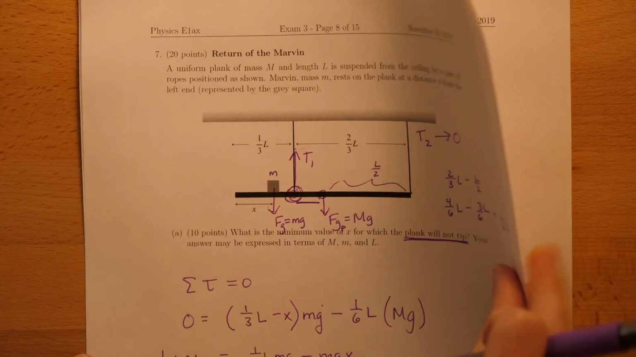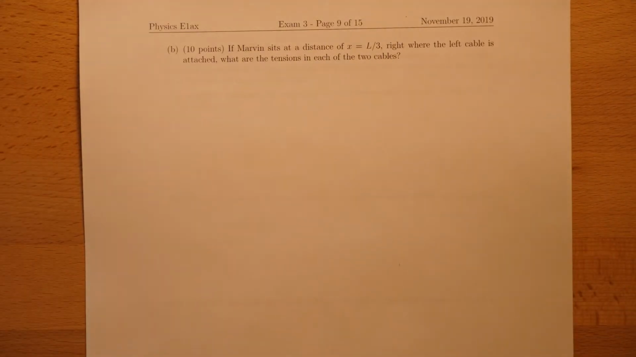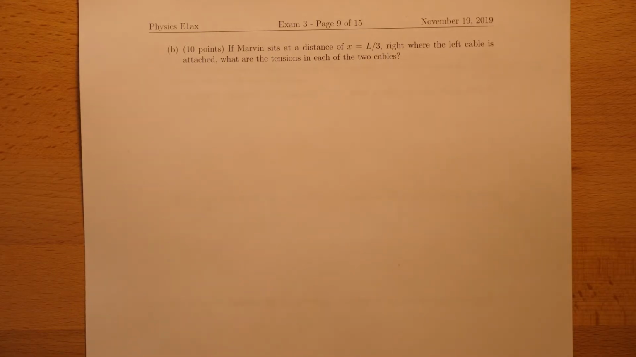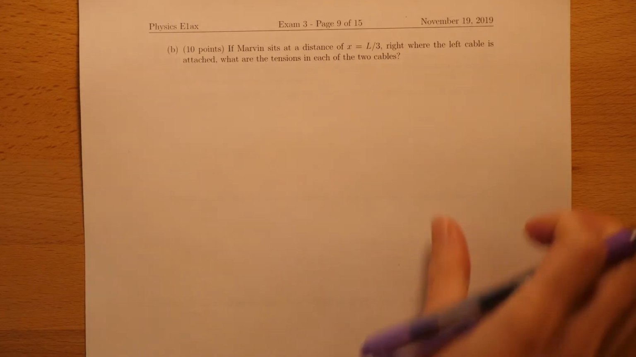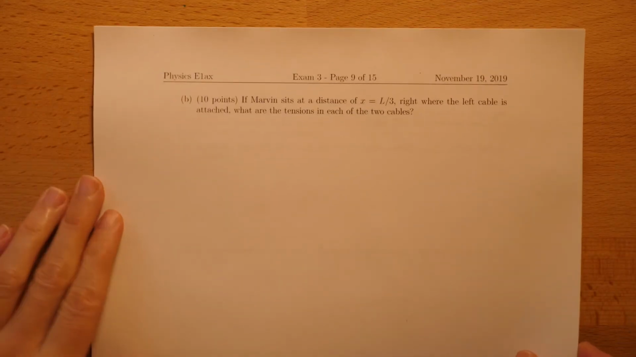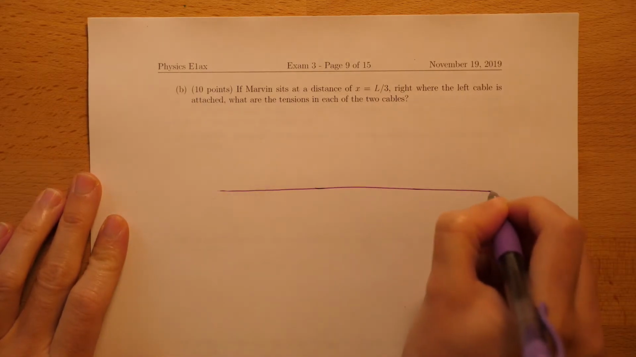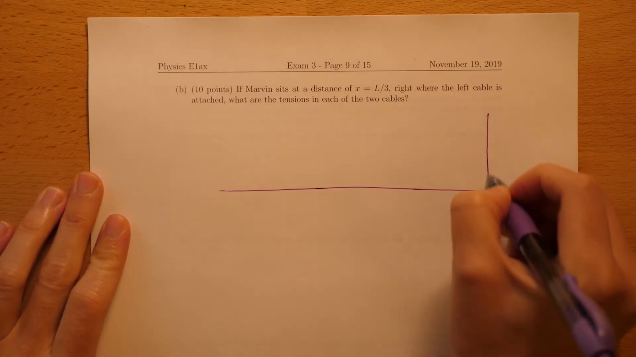Okay. Let's see. So if Marvin sits a distance L over 3, x equals L over 3, where the left cable is attached, what are the tensions in each of the two cables? So if we just redraw this, you didn't have to solve the first part to get this part.